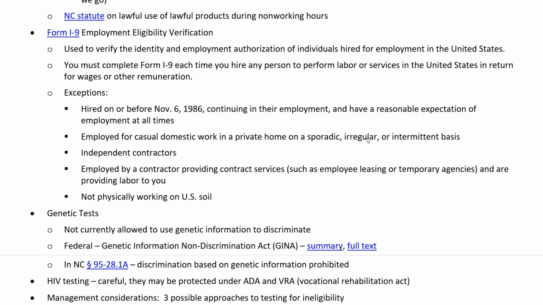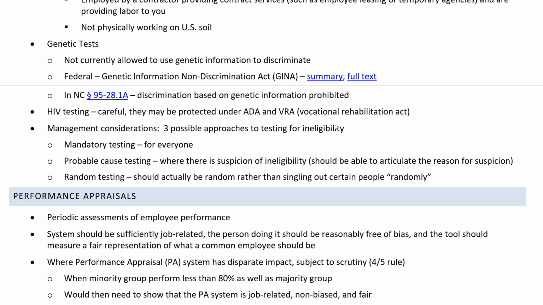Independent contractors, only because the independent contractor is supposed to have done their own verification, okay, on their end. If I'm employed by a contractor providing contract services, so we're thinking about temp agencies here. So if I'm using somebody who's been sent to me by a temp agency, I don't necessarily have to do that I-9 form because the expectation is that the temp agency has already done that verification for me. Or if I'm not physically working on U.S. soil, but for everybody else, you have to do that I-9 form. It's not a perfect system, but it's what we have. We learn a little bit more in the section where we talk about the IRCA.